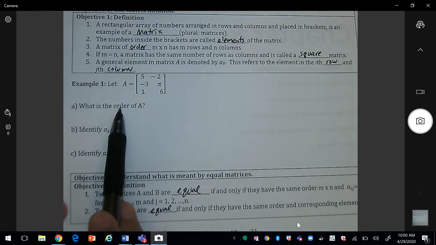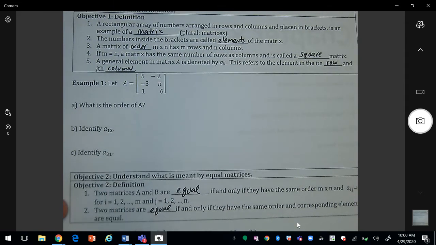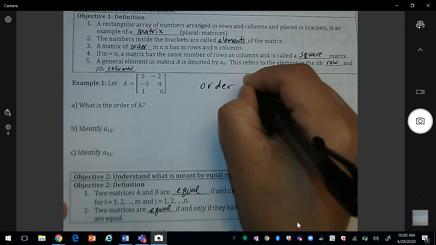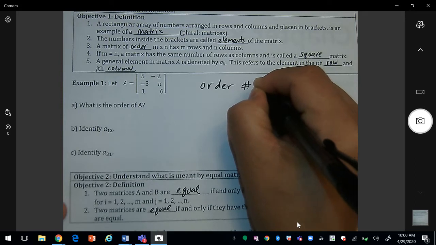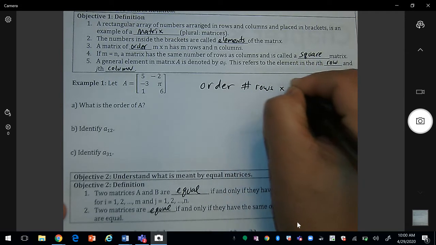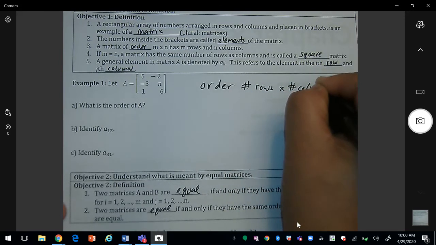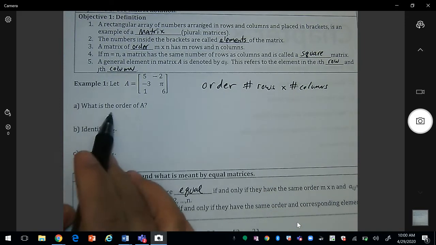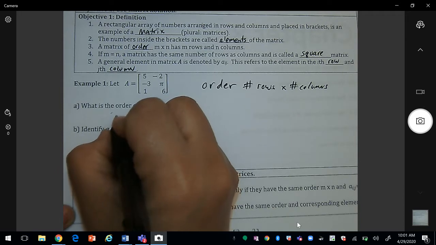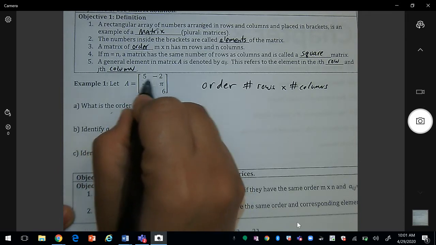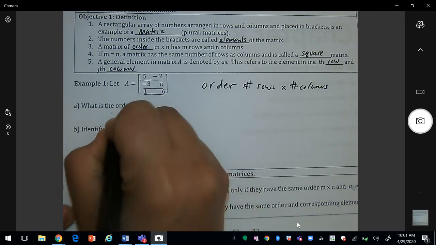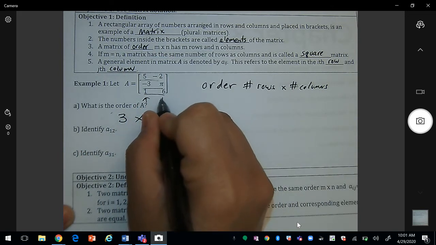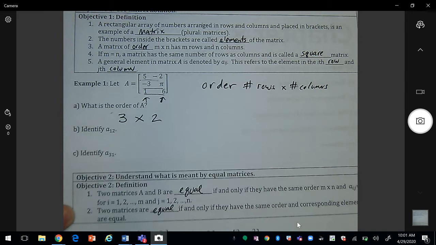The size of the matrix is determined by the number of rows and the number of columns. So in this example, what is the order of A? We would say it has 1, 2, 3 rows, and it has 1, 2 columns. So the order is 3 by 2.